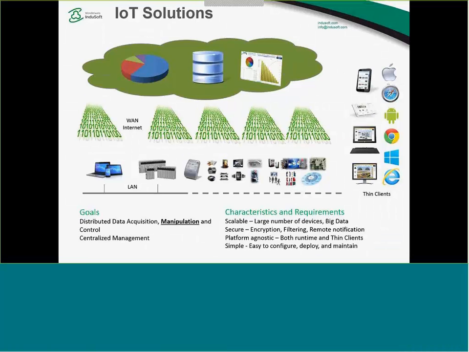You need scalability, so a large number of devices pushing all this data together, generating a lot of data. The big data needs to be secure, so it needs to be encrypted, with filtering and remote notification capabilities. It needs to be a platform agnostic solution, both from the runtime and from the visualization, client side. And it needs to be simple, easy to configure, deploy, and maintain.